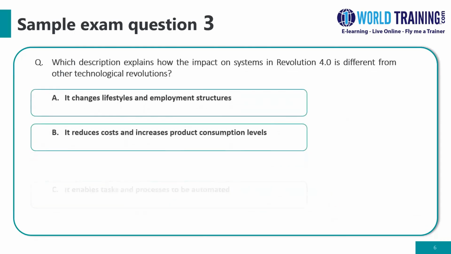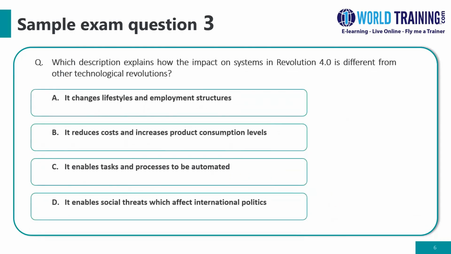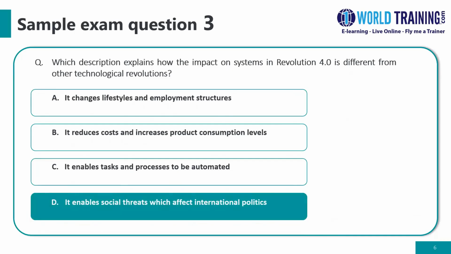Number three, which description explains how the impact on systems in Revolution 4.0 is different from other technological revolutions? The correct answer is D. It enables social threats which affect international politics.